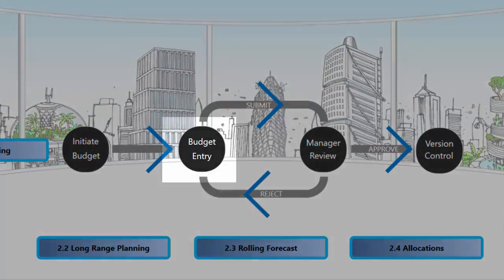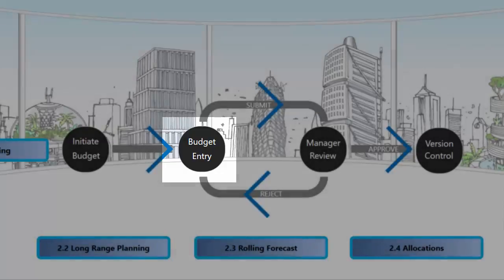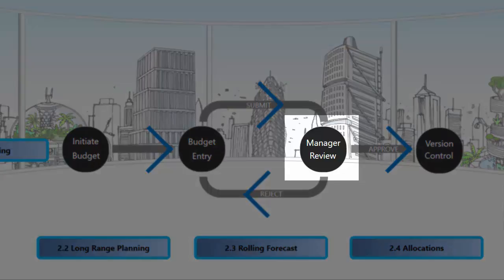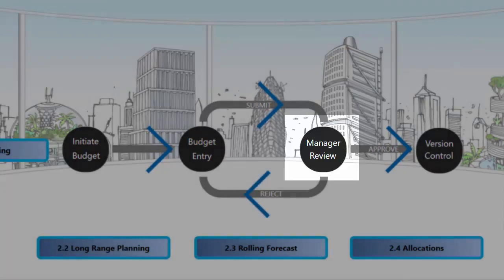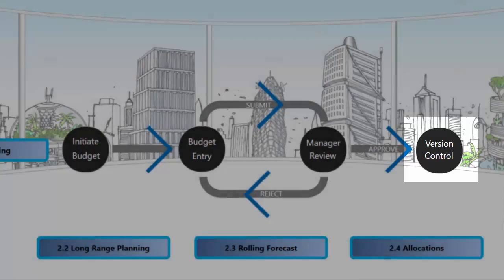In the second step, we will log in as an end user and complete some budget data entry steps. As an end user, we can then submit our budget to a manager who can either approve or reject it. And the final step is we will look at how Board can be used to manage various versions as well as do scenario modeling.